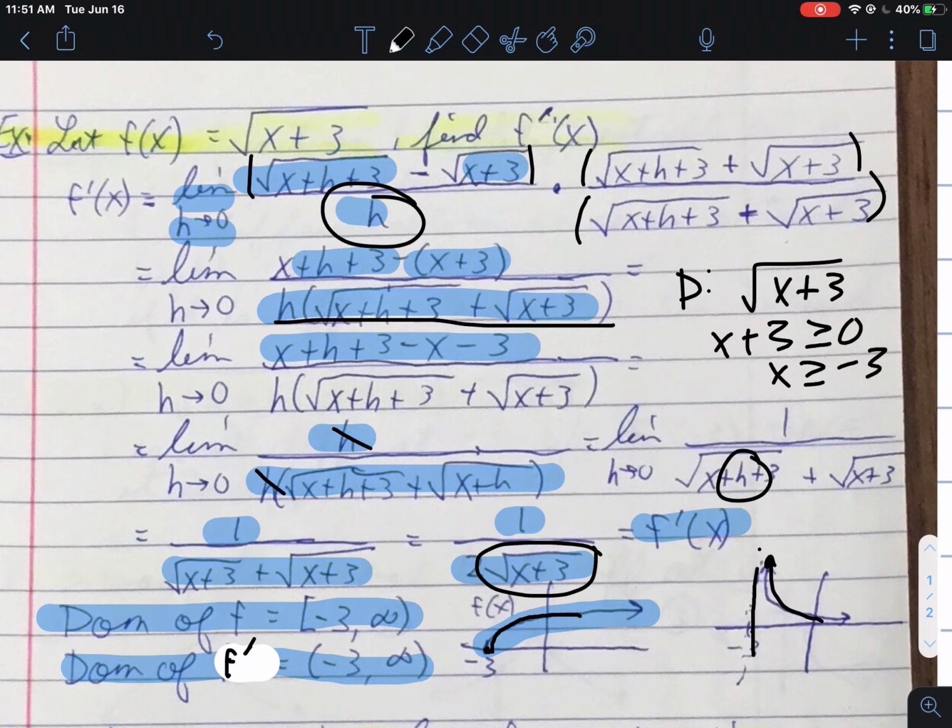Okay? So there's the comparison between those two. And then it also shows you the domain thing, because -3 is not in the domain of f prime, and on that graph of that function you actually have a vertical asymptote.